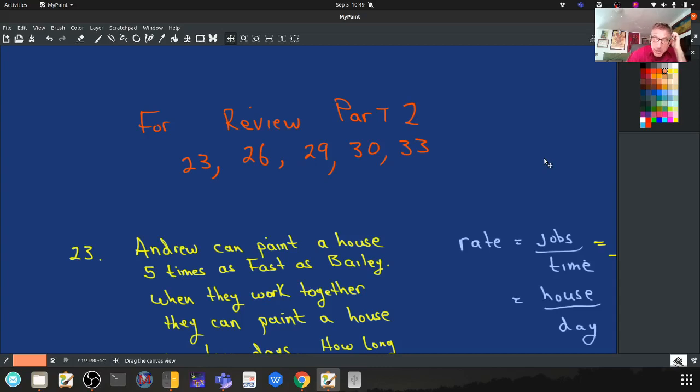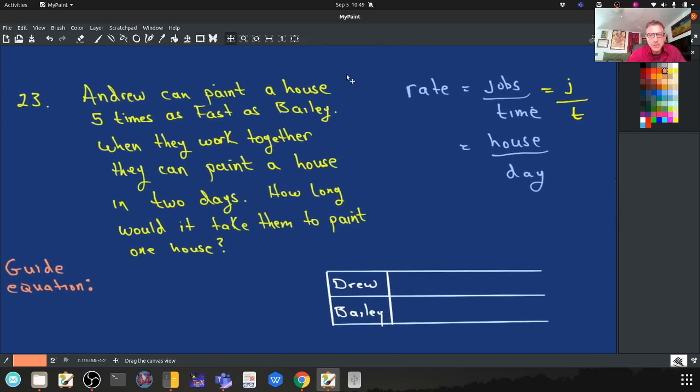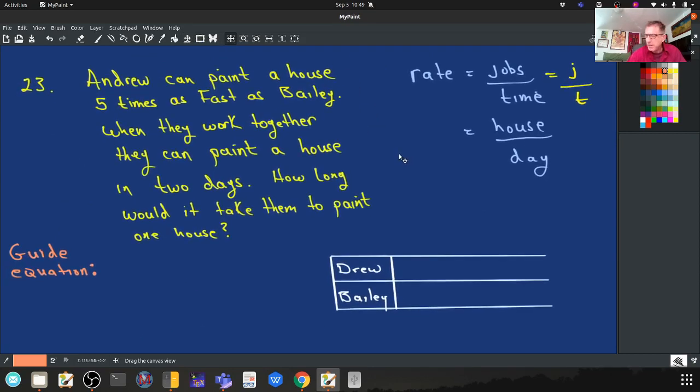So this is going to be our review for Exam 1, Part 2. And we're going to do, in the practice exam, problems 23, 26, 29, 30, and 33. So 23 is a rate problem. I kind of wrote down the problem. I summarized it more or less. Lots of times they add a lot of words that require you to find the most important part.